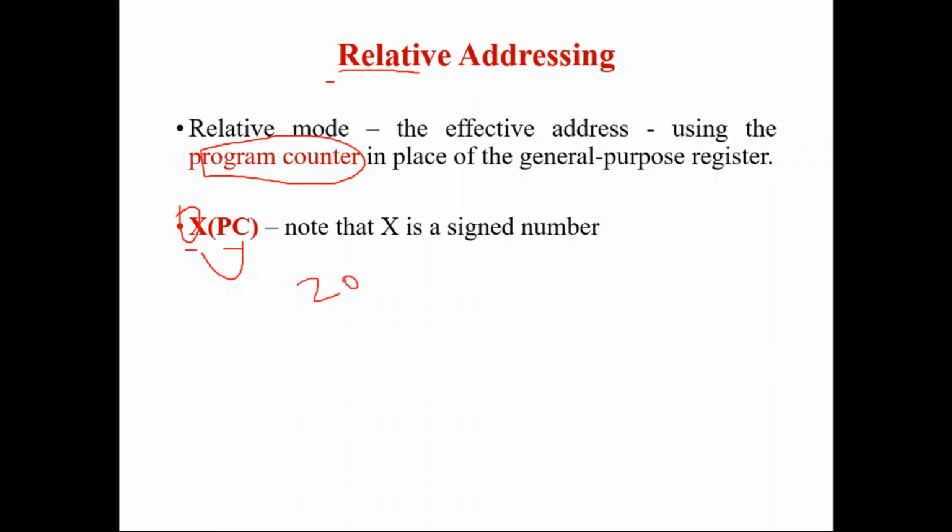If PC is 2000, and if x is 8, then 2000 will be added with 8. Then you get the address 2008. Now the value at location 2008 will be accessed. So this type of addressing is called relative addressing mode.